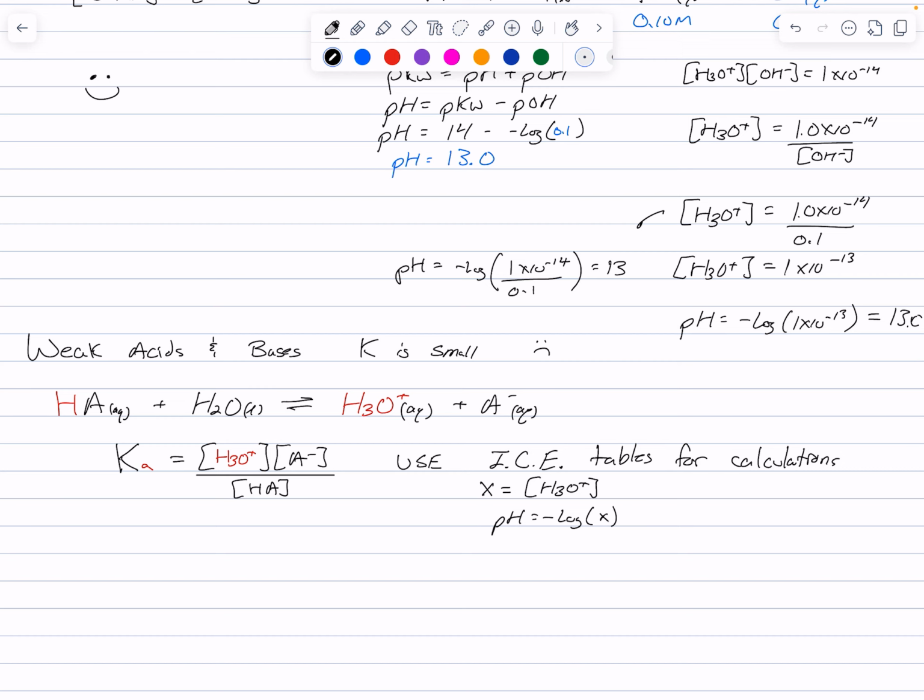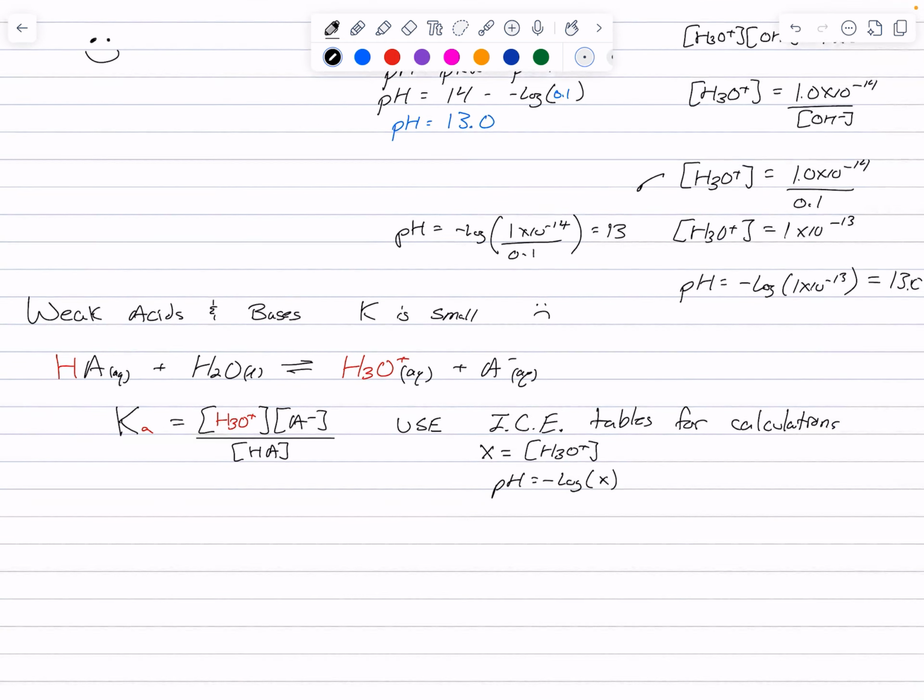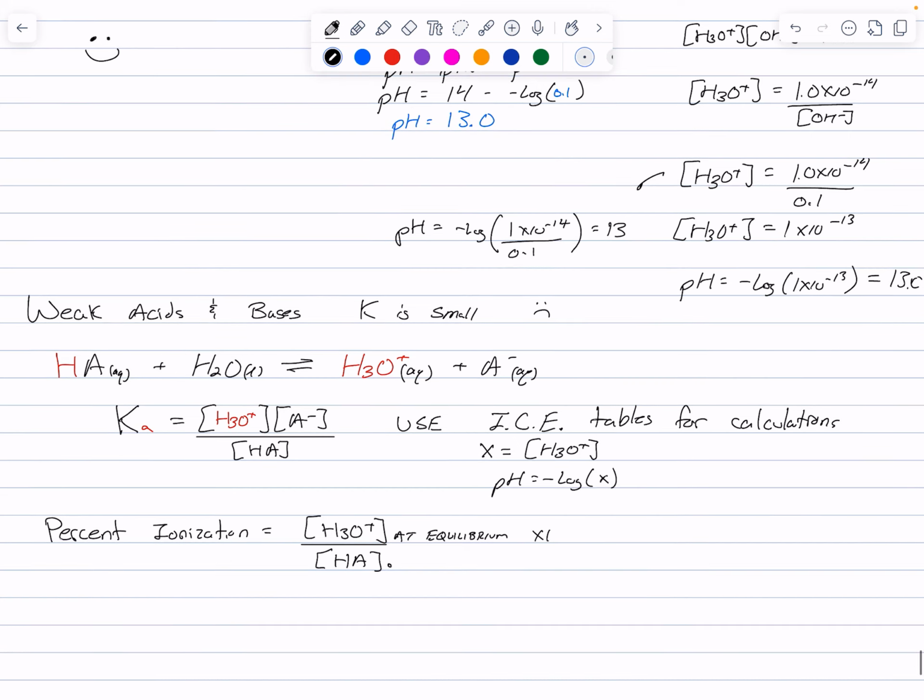Now, our current textbook talks about percent ionization as well, which would be equal to your hydronium at equilibrium divided by your original concentration of acid, times 100%. All right, so that's how you do the weak acid. So this is the acid, of course.